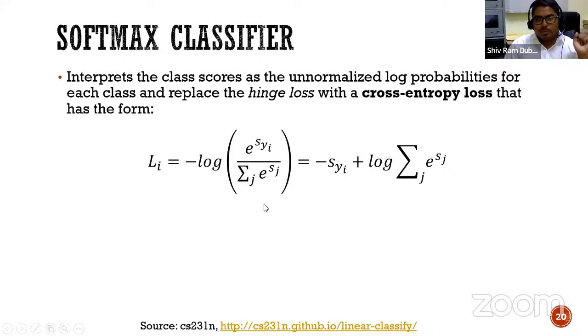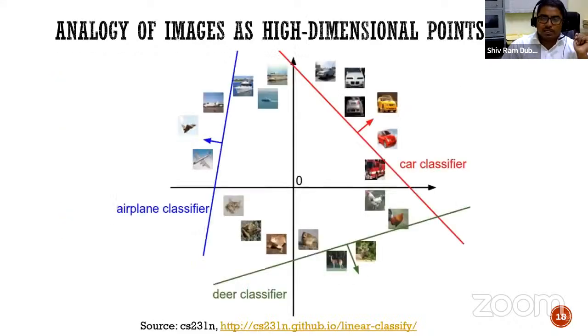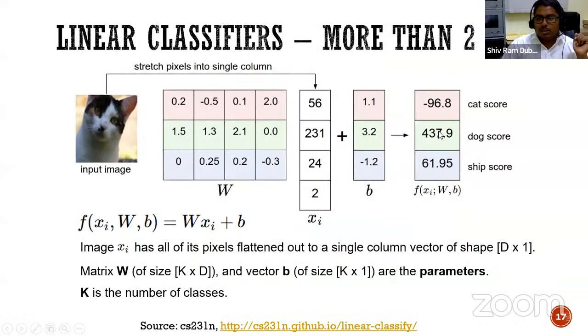Because suppose we get a sample in such a way that we are getting a very high class score for the correct class, but the class scores for the incorrect classes are very small numbers, tending to, suppose, negative infinity. Then when we compute the probability, this probability tends to 1. Why does the probability tend to 1? Because the class score for the correct class is very high and the class scores for all other classes are very low. And that is a good thing.